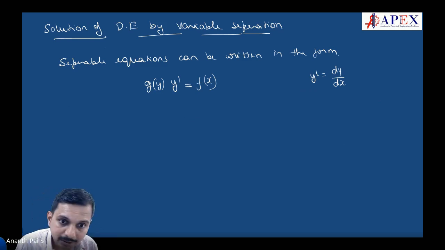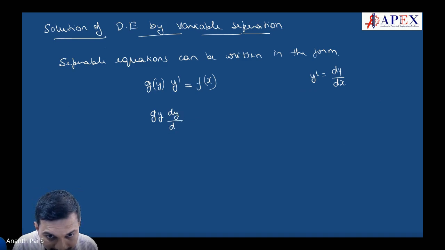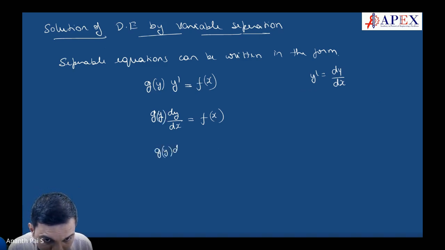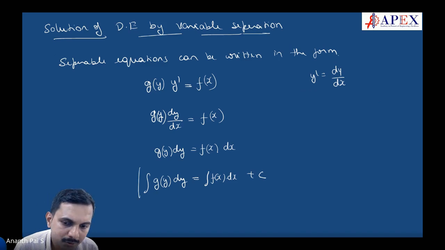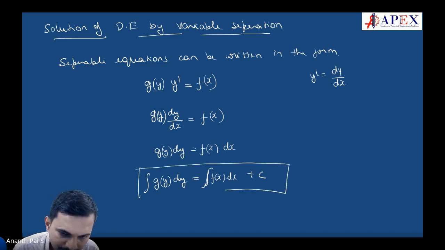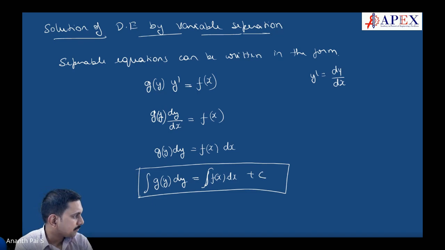Now once you get that, what you have to do, you have to write g of y dy by dx is equal to f of x, which gives us g of y into dy is equal to f of x into dx, and you integrate that. You integrate g of y dy is equal to integration of f of x dx, plus a constant. This would be the solution. Make sense? This would be the solution of the differential equation. Then it is a variable separable.